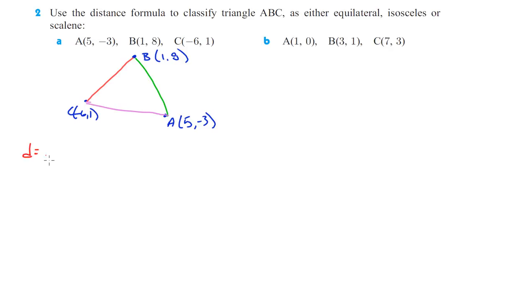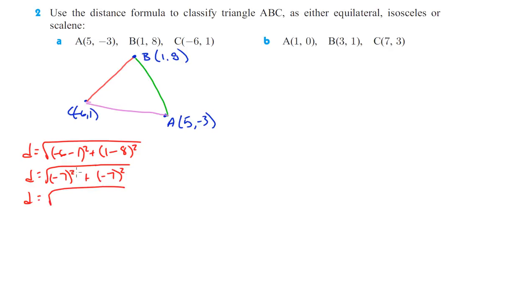So on that one, it's just going to be distance equals square root. And again, it doesn't matter which one you subtract from which. So we'll do negative 6 minus 1 squared plus 1 minus 8 squared. So negative 6 minus 1 is negative 7. So we'll square that, negative 7. And then we're going to add 1 minus 8, which is also negative 7 squared. Negative 7 squared gives us 49, and that's the exact same one there, so that's also 49. So the distance is the square root of 49 plus 49, which is 98. And you can just leave it like that. You could simplify the radical if you want.